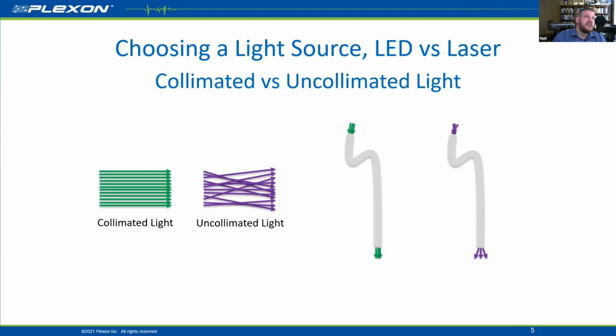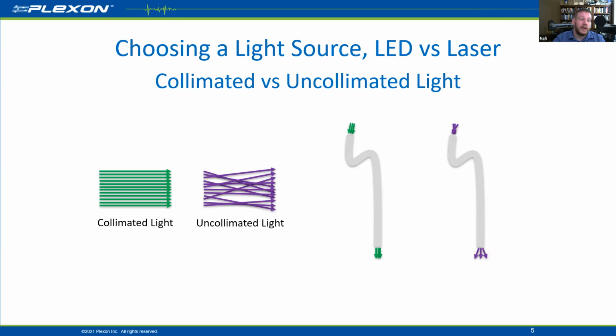As I mentioned, lasers are pretty special in that they use collimated light. So basically all of the light coming out of a laser, all the photons are coming out in parallel. That's the reason why lasers produce such a tight focused beam of light. LEDs are more like any other standard light source. Those photons are coming out at random angles.